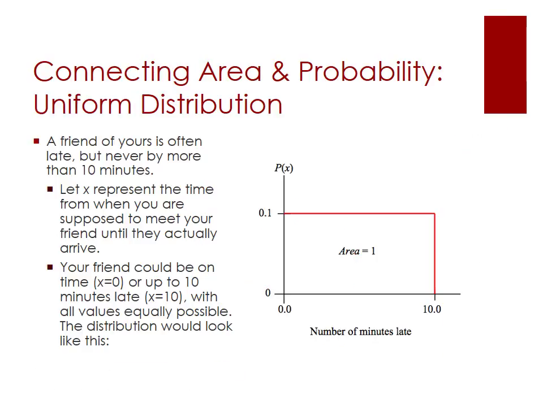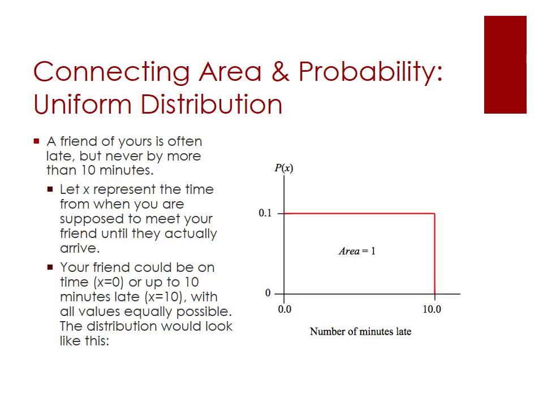So to kind of get an idea of this visually, we're going to work first with the uniform distribution. Although we won't be using them very much across the rest of the semester, the uniform distribution is kind of an easier way to visualize this connection between area and probability.